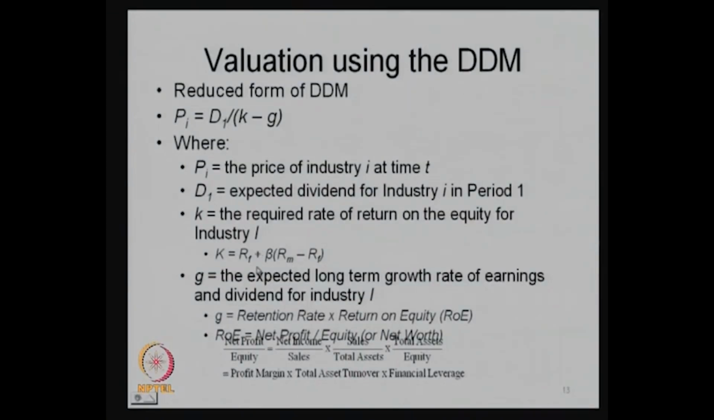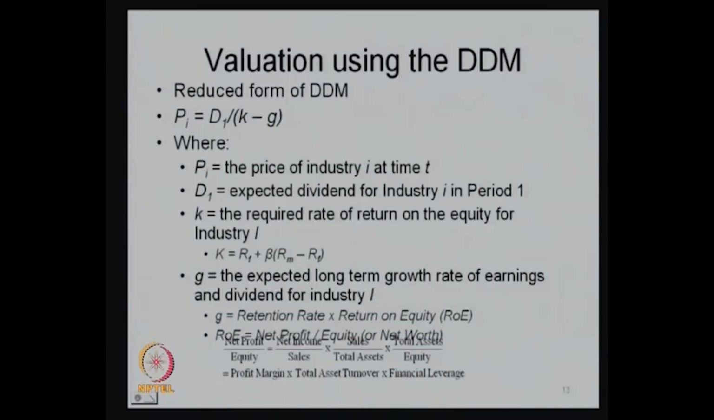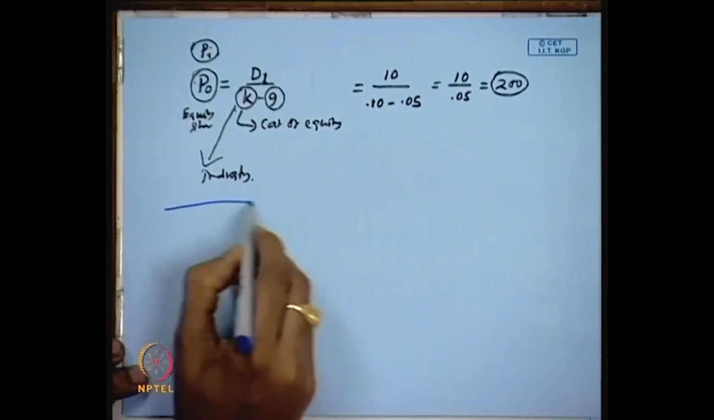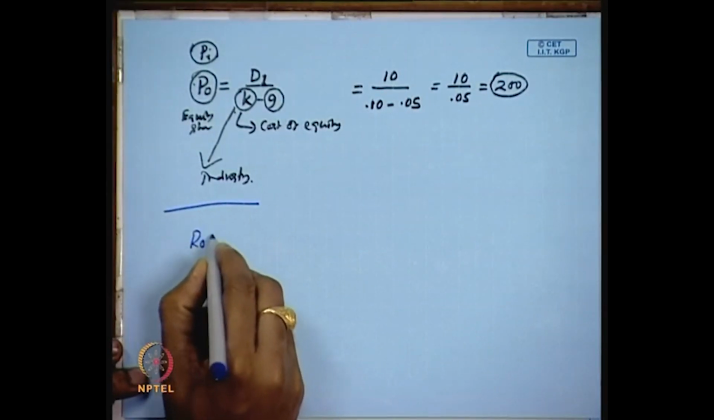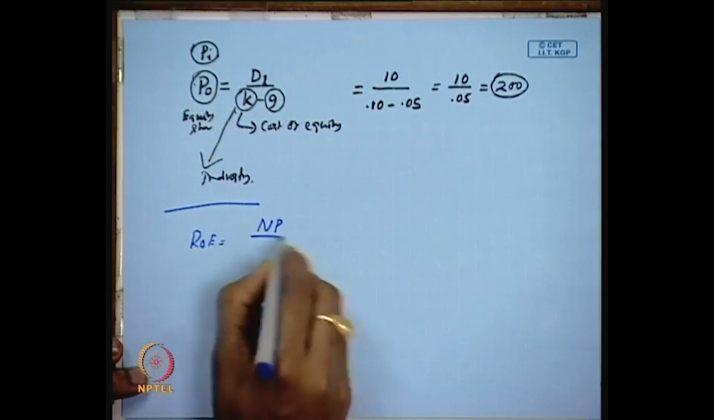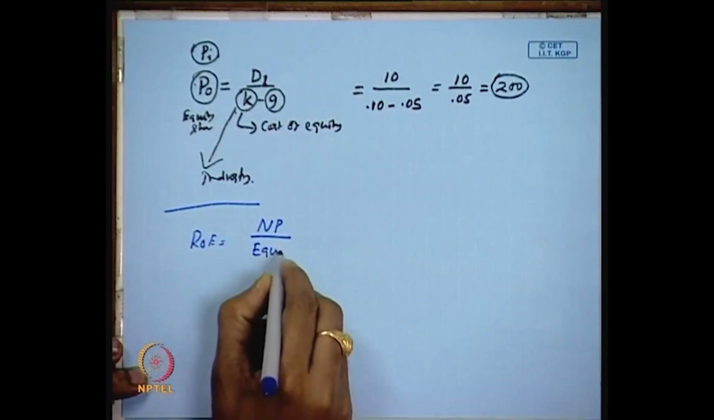And subsequently then we need G. G is the growth rate. Growth rate is a function of the retention rate. Retention rate means how much profit is retained by the business after declaring dividend, and then multiplying by the return on equity gives the growth as such. So, retention rate into return on equity. Now, return on equity is nothing but the net profit by equity. When we talk about return on equity, we talk about the net profit, profit after tax, divided by the equity, which is nothing but the net worth.